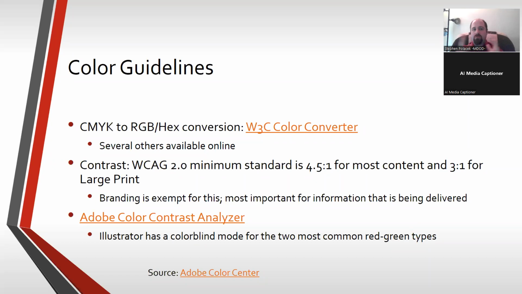It's more important for any information that's being delivered on the document. So if you are doing, again, that flyer for an event, making sure that important announcement of where it is and how to sign up for it and what it's going to cost, that text has a high enough contrast ratio to the background behind it, so that people with color blindness or low vision are able to read it.